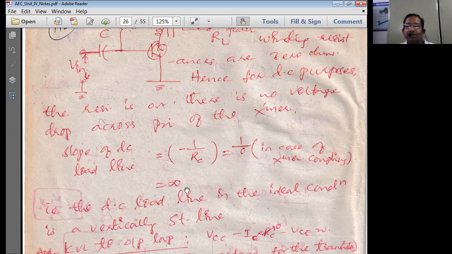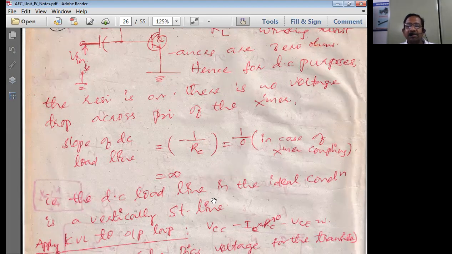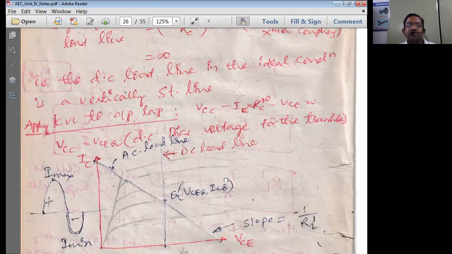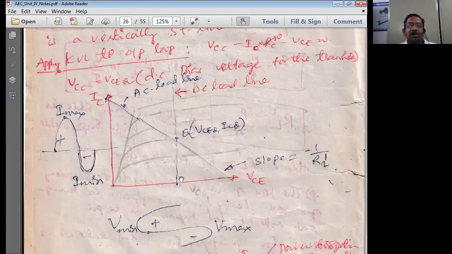1 by 0 is infinity. So we will be getting it as infinity. That is, a load line in the ideal condition is a vertical straight line. So this is the point which is important. That means the load line is normally going to look like a vertical line, just simply a vertical line. This vertical line is known as a DC load line for us.